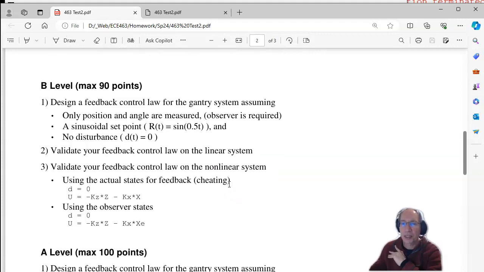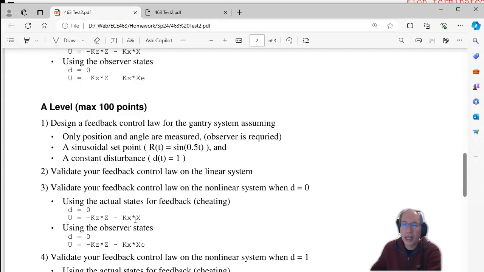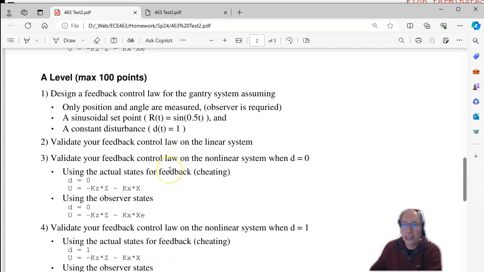At the B level, it gets a little bit harder. In this case, assume you can only measure position and angle, meaning you need a full order observer. Design a full order observer to track the system, assuming no disturbance. That just complicates the observer. Check your feedback control law plus the observer on the linear system and the nonlinear one. And for the nonlinear system, kind of cheat. Check, assuming you can measure the states, and then the one you really care about is can you just feed back the observer states.